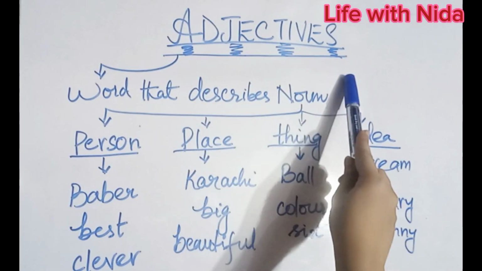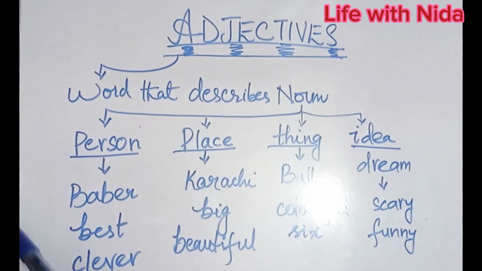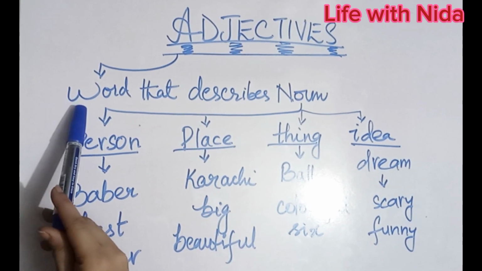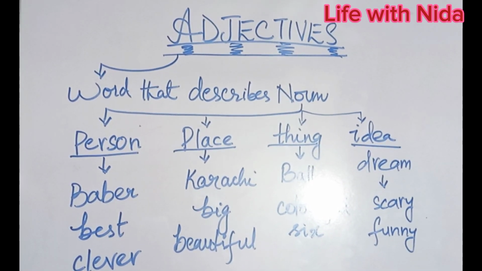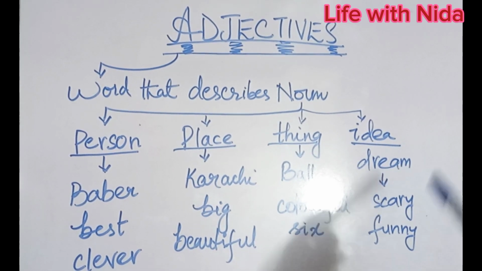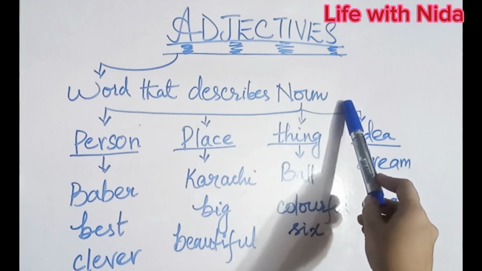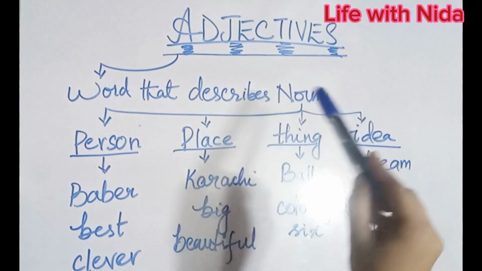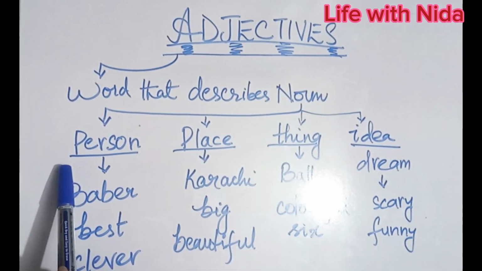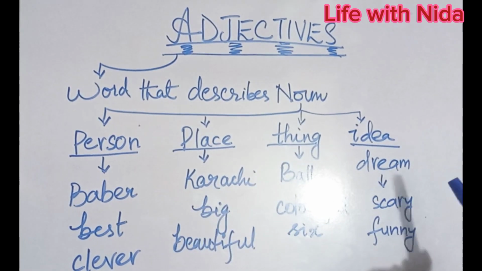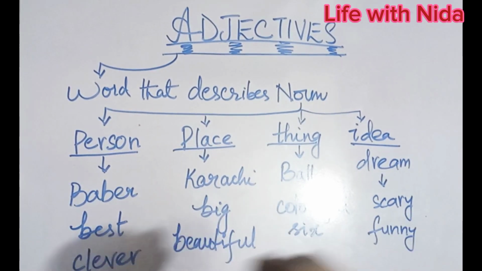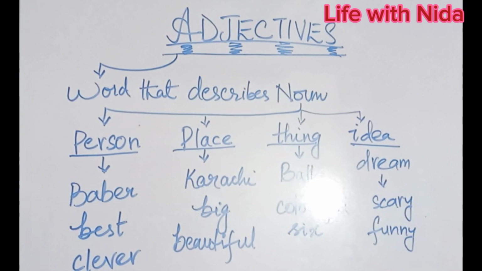What is an adjective? Adjective is a word that describes a noun or pronoun. Before starting the explanation of the adjectives, we must understand or review the noun. So what is a noun? Noun is the name of a person, place, thing or an idea. Now what is adjective? Adjective describes a noun. Let's see the examples for the adjective.